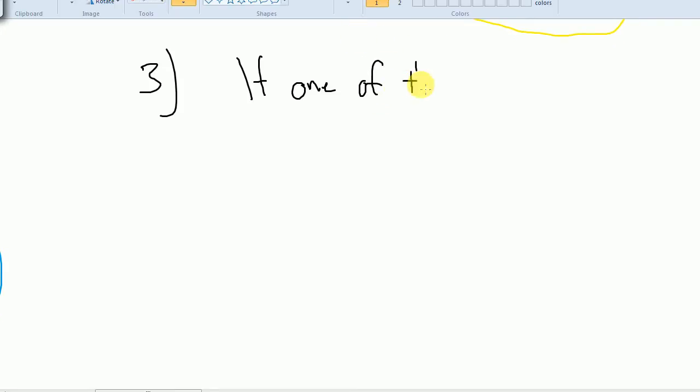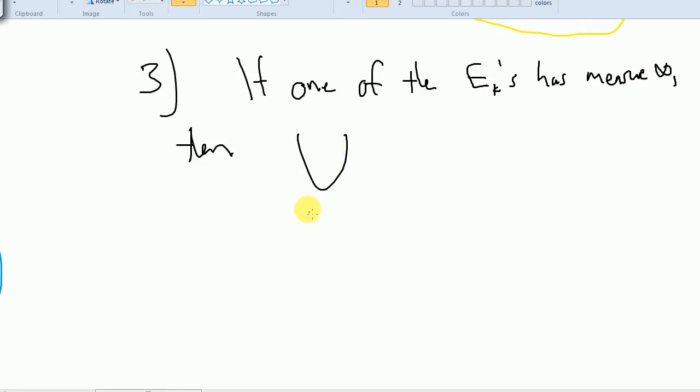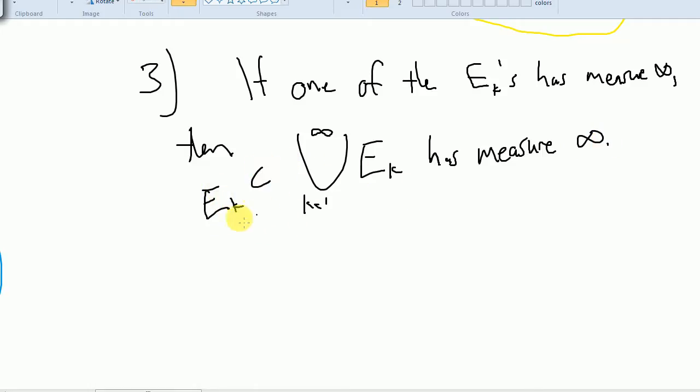Okay, so if one of the E sub k's has measure infinity, then the union from k equals 1 to infinity of E sub k has measure infinity by monotonicity. That's the property we just proved, right? Since E sub k is a subset of this, monotonicity tells us that this has to have a measure at least as big, and since there's nothing bigger than infinity, that means it has to have measure infinity.